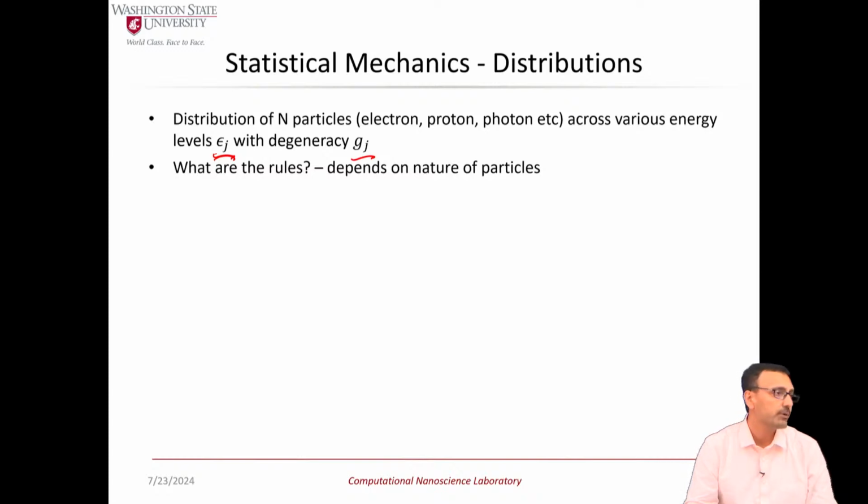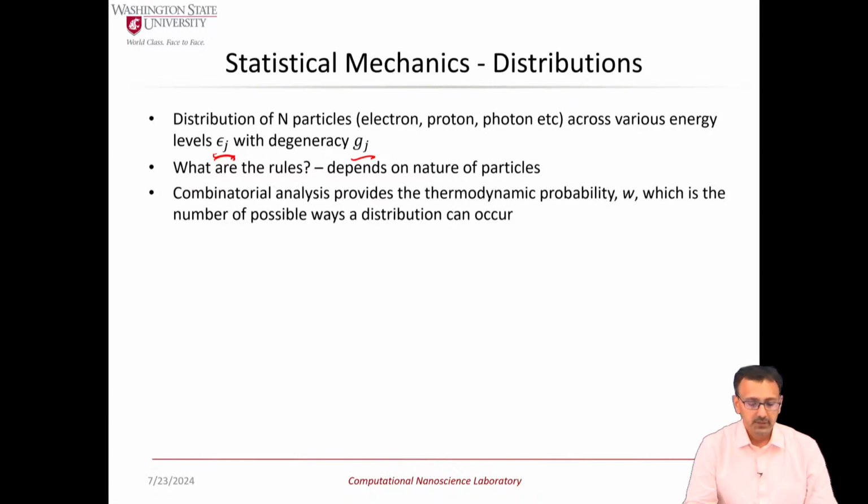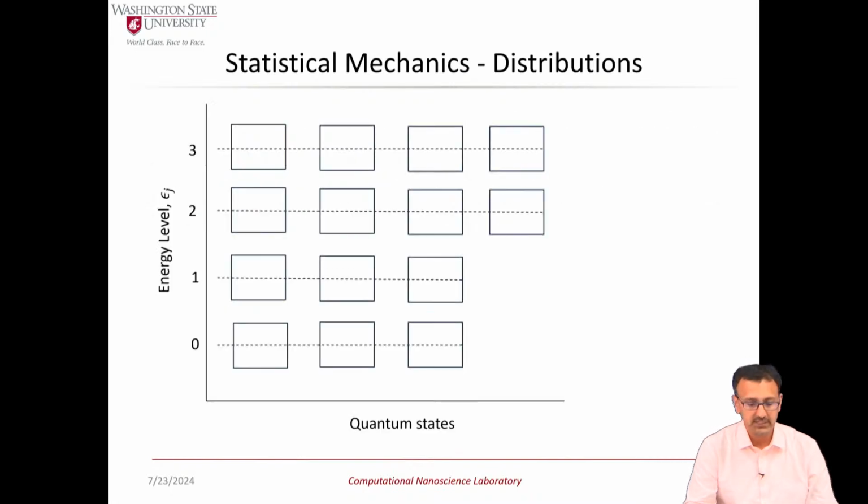Depends on the nature of particles. Okay. And what you can do is a combinatorial analysis, right, using permutation and combination rules or expressions to determine how many different ways you can distribute a certain number of particles, uppercase N, in these energy levels, and each energy level has a certain degeneracy. So, this is an example of what I mean.